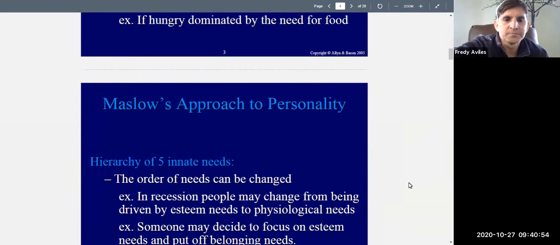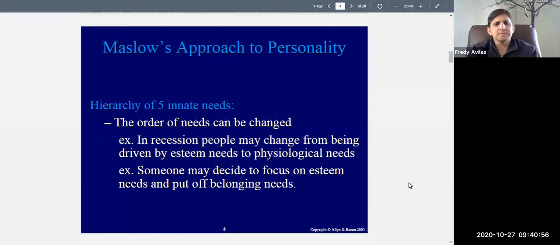Let's keep going. More about these 5 innate needs, right? The order of the needs can be changed according to Maslow. It depends on what's happening. Like in a recession, right? When there's a recession, a lot of people lose their jobs. All of a sudden, people don't have enough money to make ends meet. So in a recession, people may change from being driven by esteem needs to physiological needs.